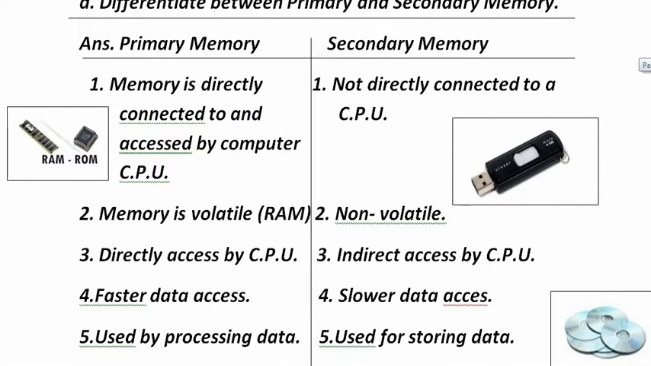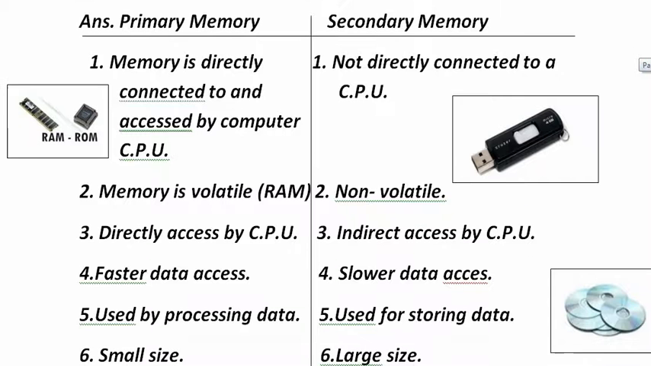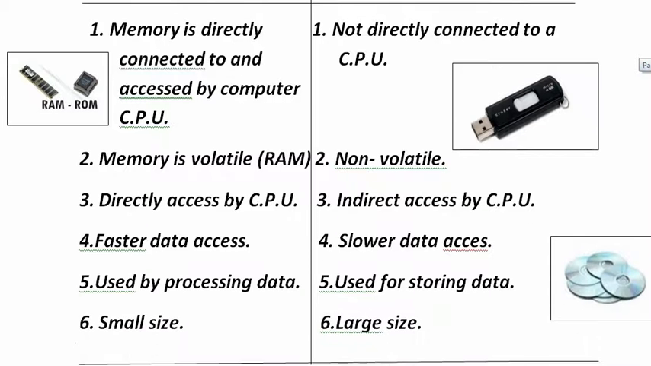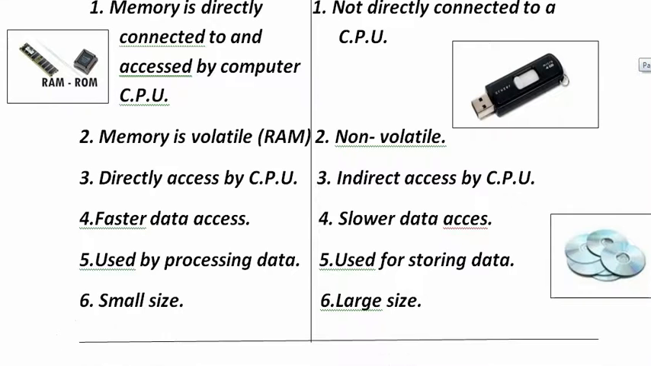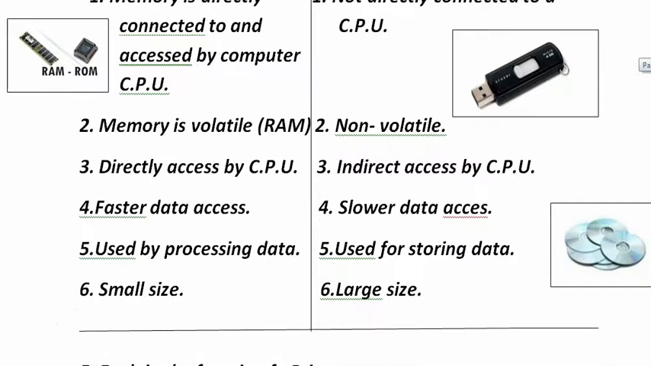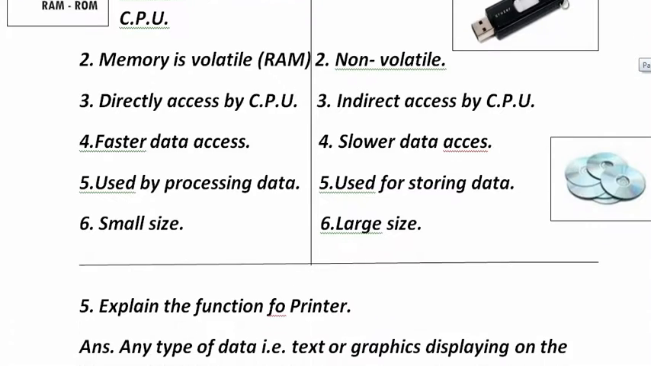Primary memory has faster data access, but secondary memory has slower data access. Primary memory is used for processing data, but secondary memory is used for storing data, like CDs. Primary memory is small in size and secondary memory is large in size.